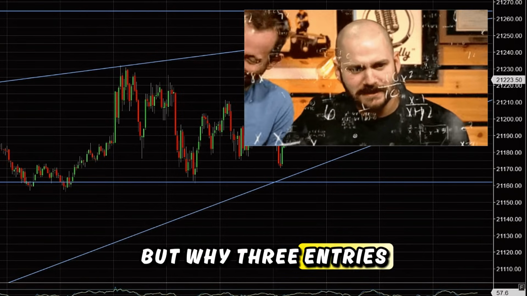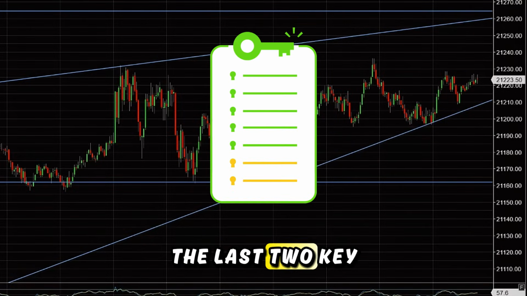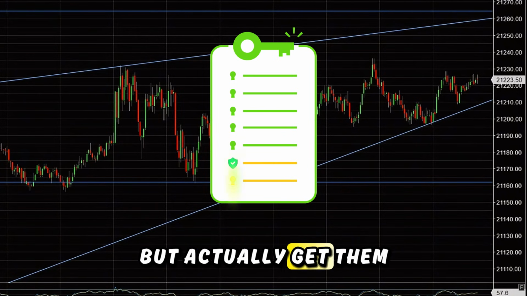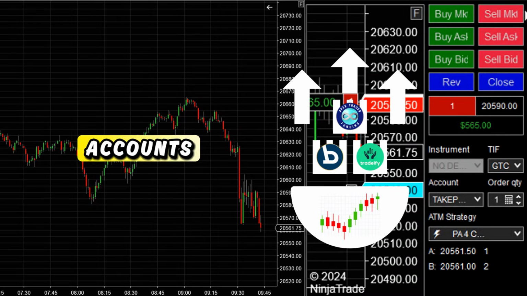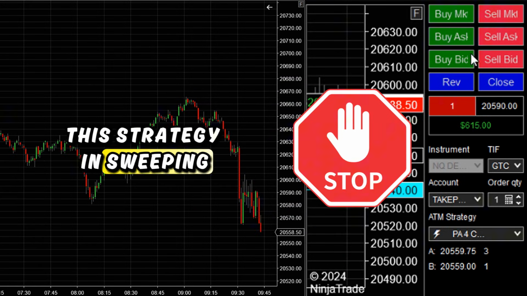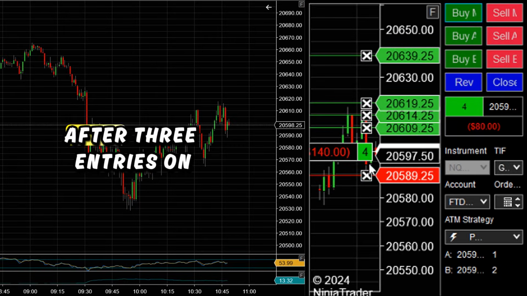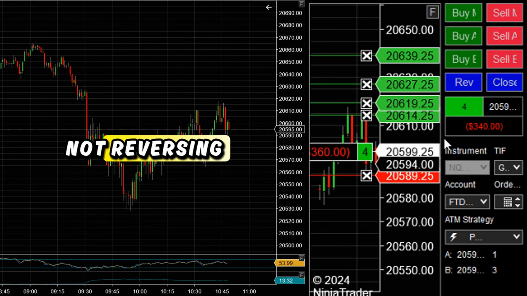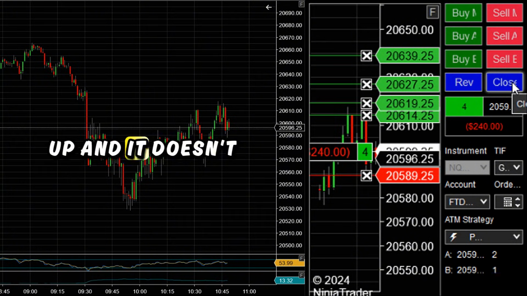But why 3 entries and 3 different accounts? Because remember I told you the last 2 key ingredients are very important for you not to blow up your account but actually getting the payout. Here they are. The reason why we need 3 entries on 3 different accounts is because number 6, you need to stop this strategy in sweeping the quote-unquote lows of the previous candles. When you see that after 3 entries on 3 different accounts, the price action is not reversing, it's not rebounding, or if you're shorting it, it keeps on going up and it doesn't drop.